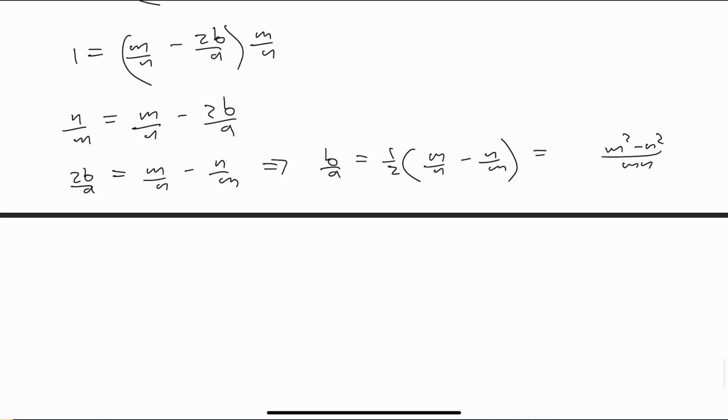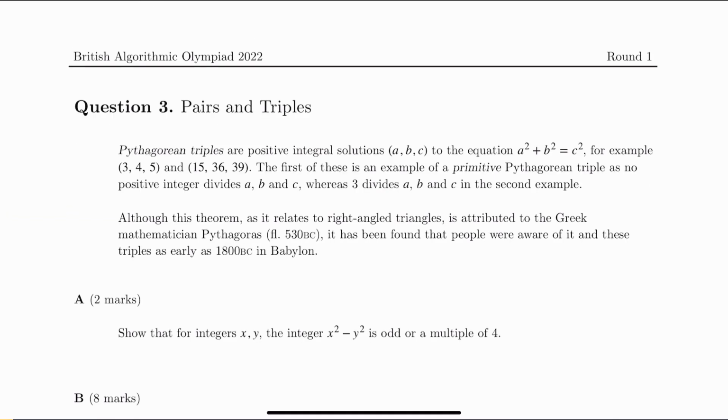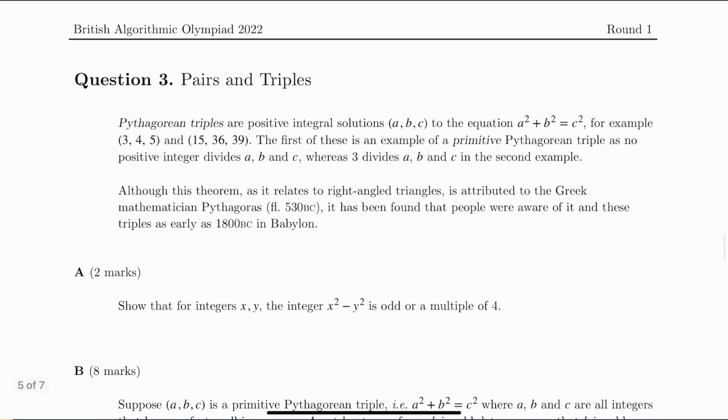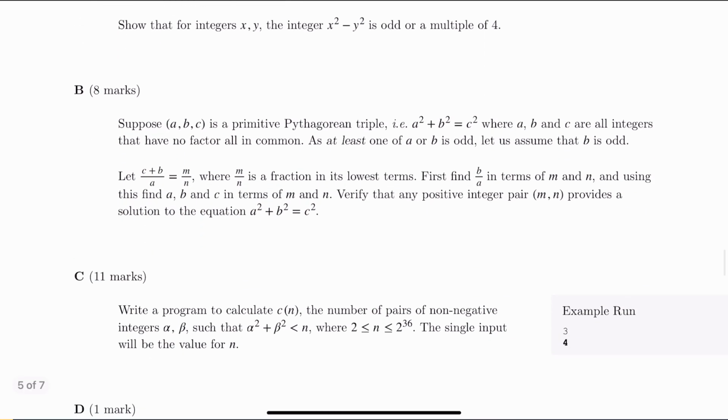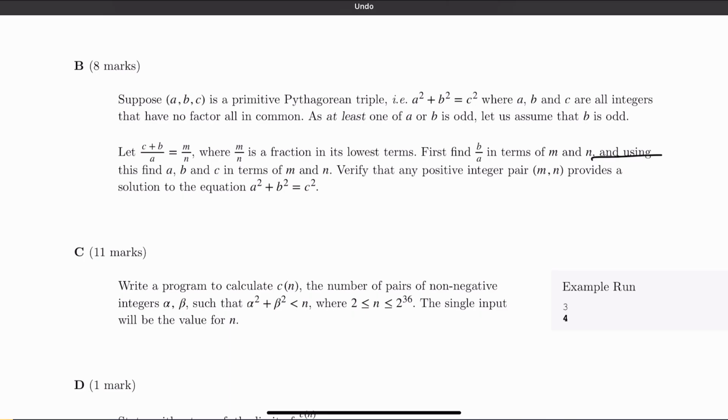And I can actually bring this half into here. So this is kind of one part that we've done now. Okay, so now that we've done this, we can go back to the question. That's good. And now the next step is using this, we have to find a, b, and c in terms of m and n.